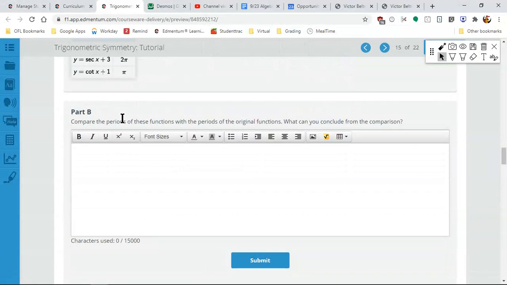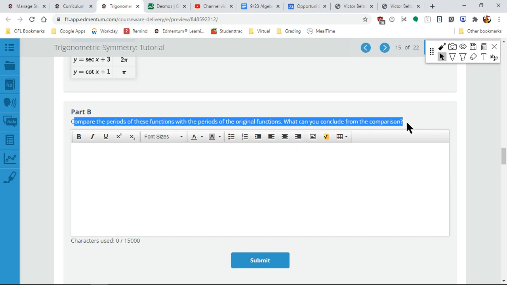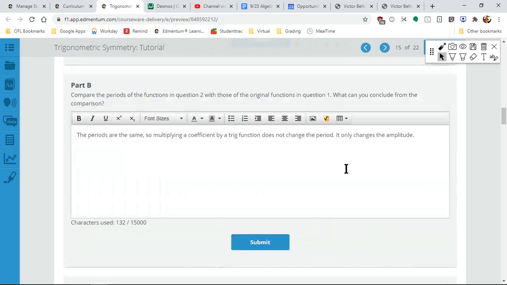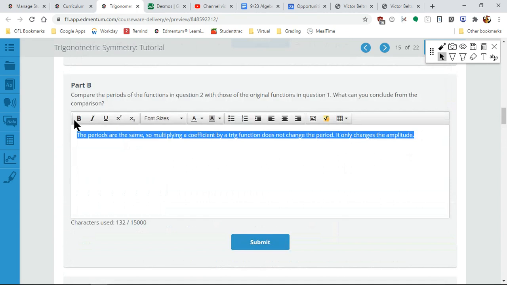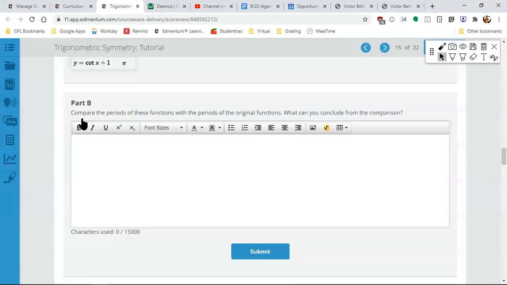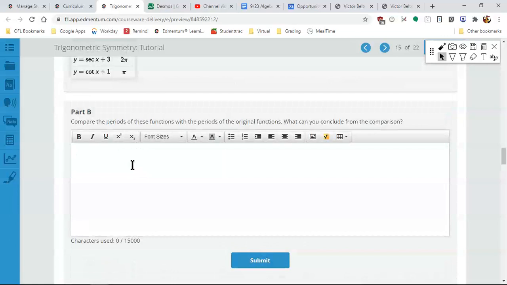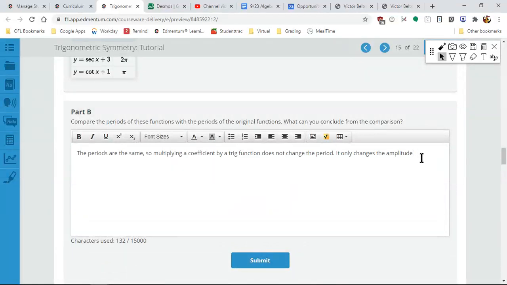I just don't want to take up all the time just uploading pictures. Compare the periods of the functions to the original. All right, so what we can do is, since I'm lazy, I'm just going to copy this. The periods are the same. Nothing's really changed. The only difference is it only changes the y-intercept.